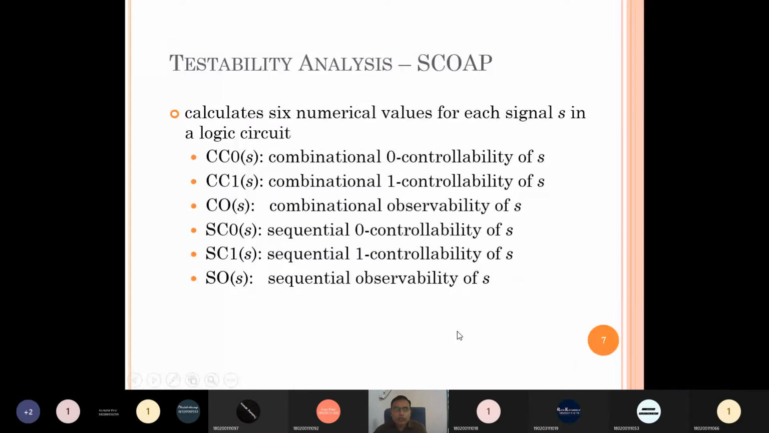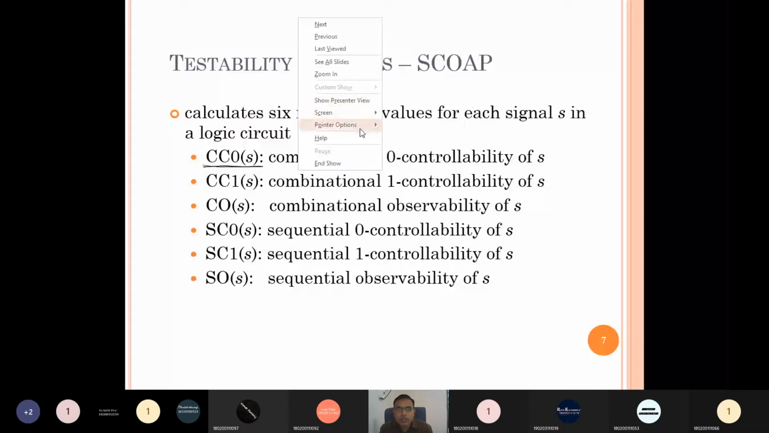So before going with SCOAP, let's define some terms that we are going to use in this testability analysis of SCOAP. The first term is CC0, CC0 of S. Okay, this indicates... let me change color.